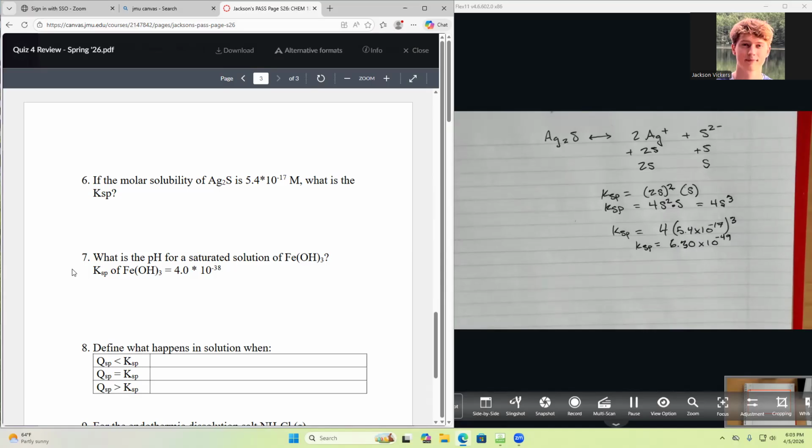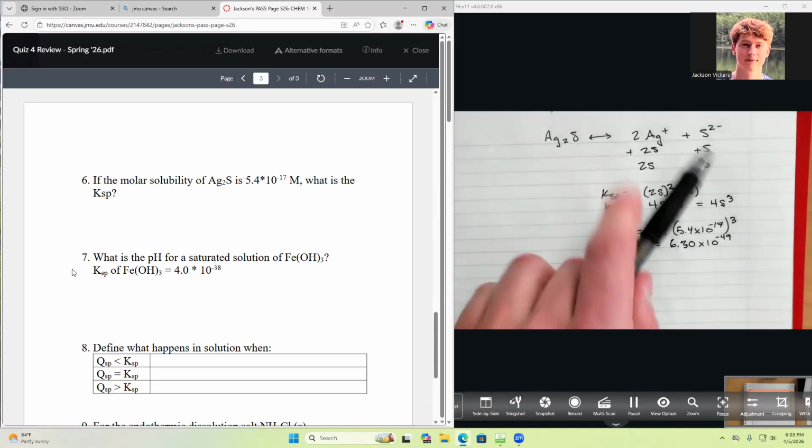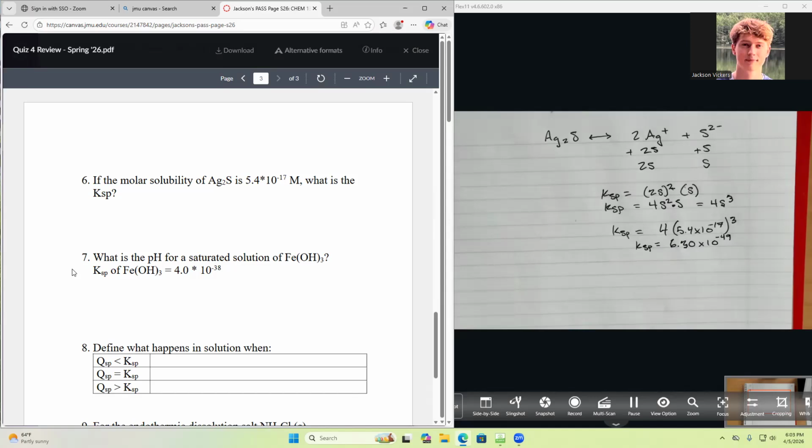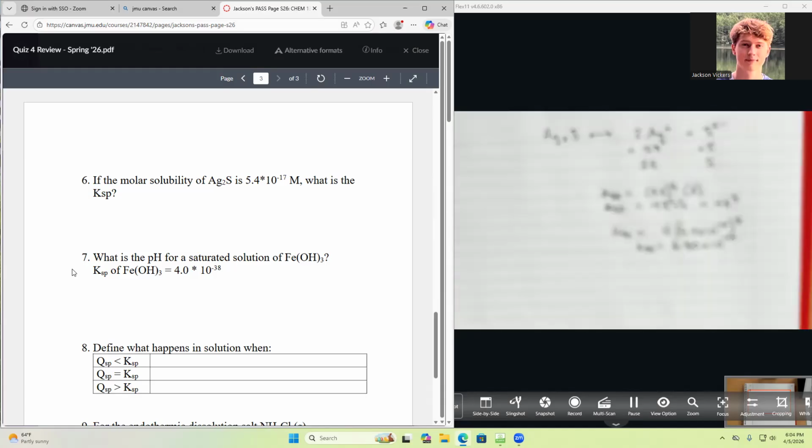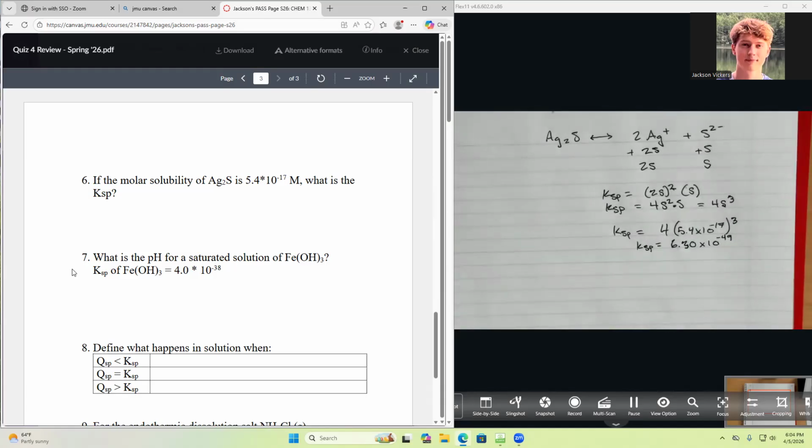Okay. Next one is a little bit more involved, a little bit of a trickier one of these Ksp ones because I'm actually asking you to go a step further and find the pH after being given the Ksp of one of these expressions. So if this is throwing you for a loop, think about what we've done so far and try to connect this process back to what we know about ICE tables and what we know about finding pH from getting that X value that we're solving for. Kind of my hint for this one.